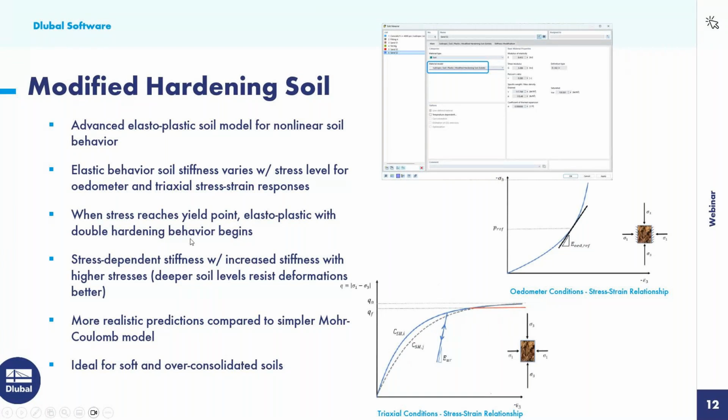When the stress reaches the yield point, the elastoplastic behavior with double hardening will begin. The soil material is also stress dependent with the stiffness, in the sense that with increased stiffness, we're going to have higher stresses. So when we look at much deeper soil levels, they're going to be able to resist deformations much better than soils near the top elevation or top surface. So this can provide more realistic predictions compared to the simpler Mohr-Coulomb model, and is really ideal for soft or over-consolidated soils.